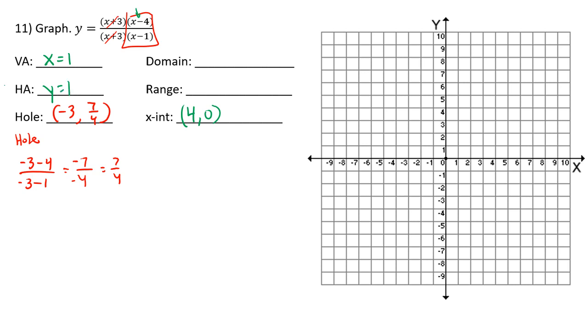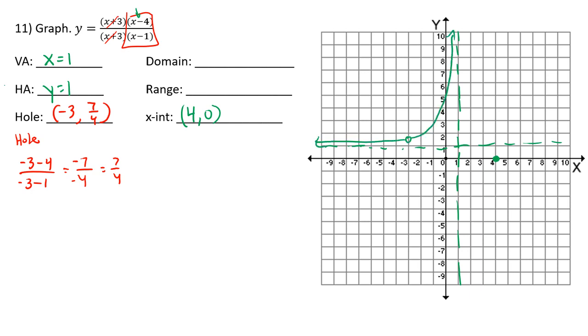So doing some graphing, vertical asymptote is 1, horizontal is 1, x-intercept is 4. We have a hole at -3 and 7 over 4. 7 over 4 is 1.75. So we have a hole about here.